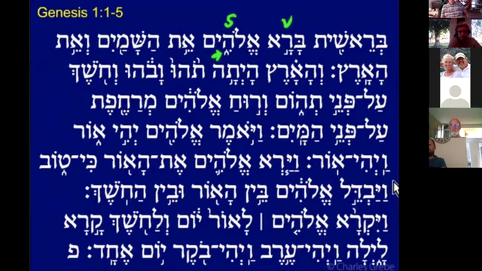Or perhaps a semicolon if you want to keep those two together. But there's a definite distinction there, a definite break. Here we have another makef, Yehi or, and this is our saluk, because we have a sof pasuk here.